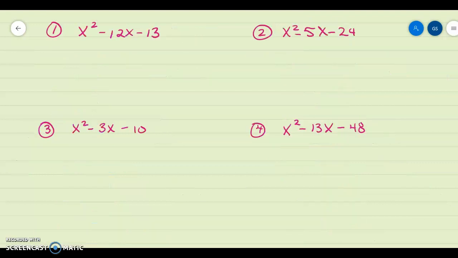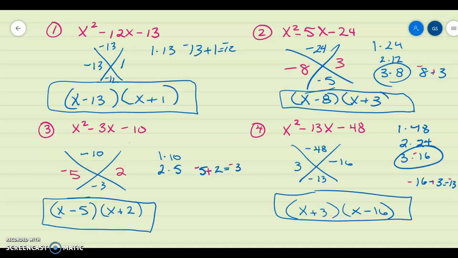Okay, here are your 4 problems to try. Just pause, do the problems, come back, check your answers. Okay, here are the answers. I hope you did okay with them.